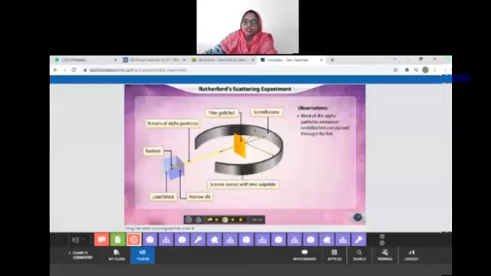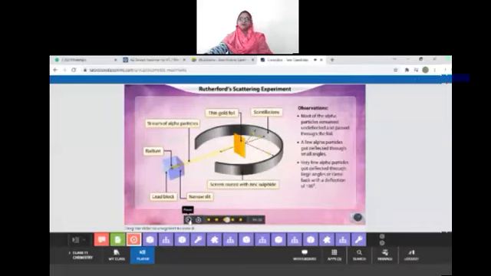See this? Most of the alpha particles remained undeflected and passed through the foil. A few alpha particles got deflected through small angles, and hardly any alpha particles got deflected through large angles or came back with a deflection of 180 degrees. So, understood, these are the three main observations.